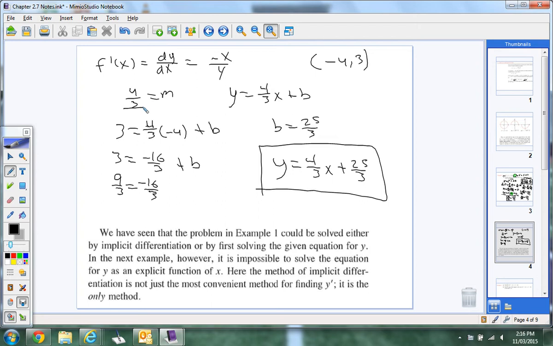Okay, so we have seen that example 1 can be solved either by implicit differentiation, or by solving for y and doing it the other way. Like I said, it's more convenient to do implicit differentiation if we have the variables on the same side. And I think for the next one, you don't have a choice.